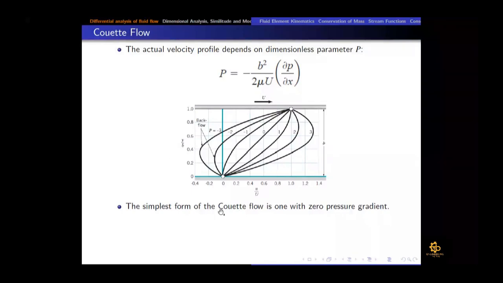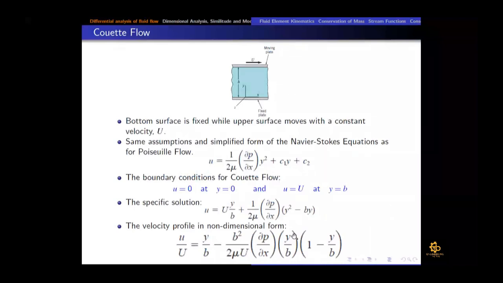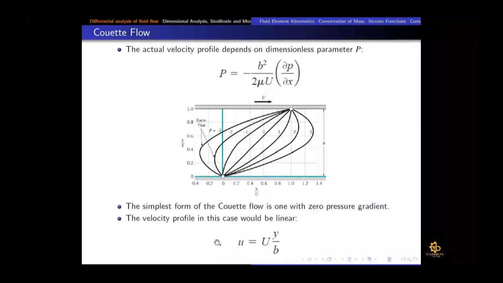So the simplest form of the Couette flow is one with zero pressure gradient. So the line, which is a straight line here, is showing p parameter equal to 0. So that is the simplest case, and in that the velocity profile is just, if you see this equation, if the second term is equal to 0, then u is equal to y upon b into capital U. So this is the velocity profile in this case, which would be linear. These were the two cases which we needed to discuss in chapter number 6.